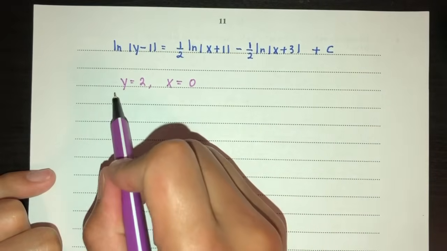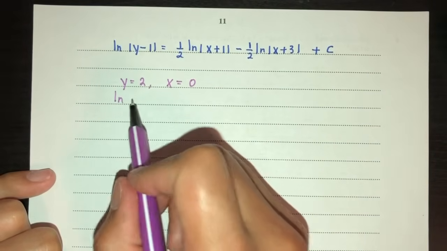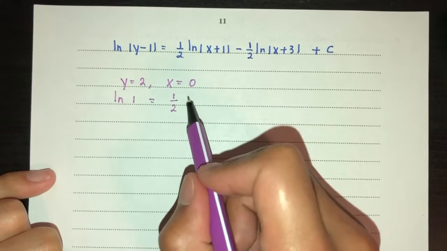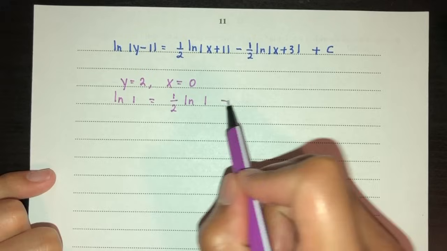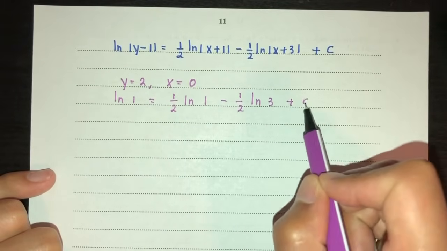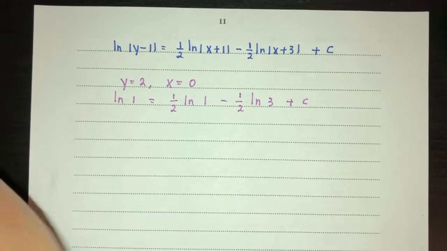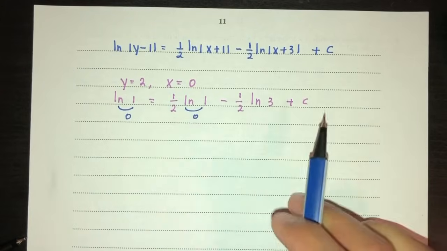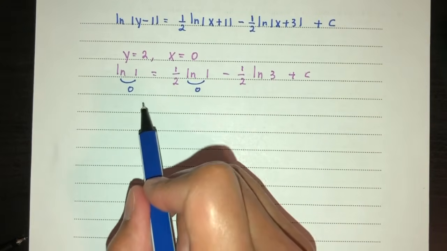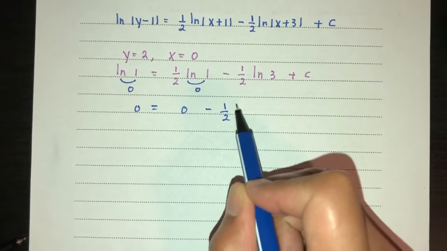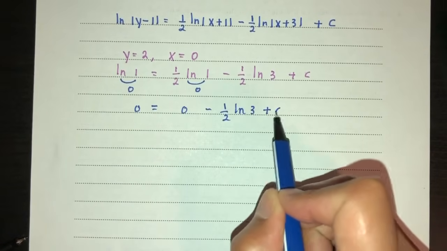So first one, y is 2, 2 minus 1 is 1, so ln 1, equal to half, x is 0, so that will be ln 1 as well, minus half ln 3 plus c. Now ln 1 is equal to 0, ln 1 is equal to 0, so 0 times half will be 0, equal to 0 minus half ln 3 plus c.